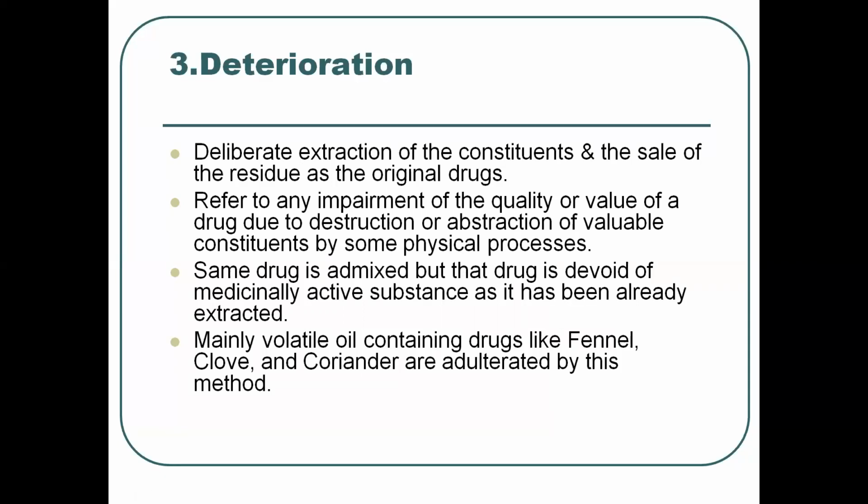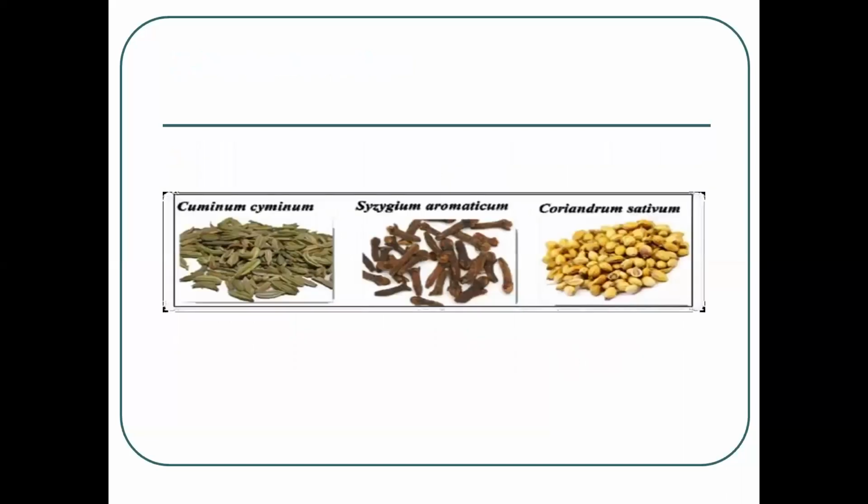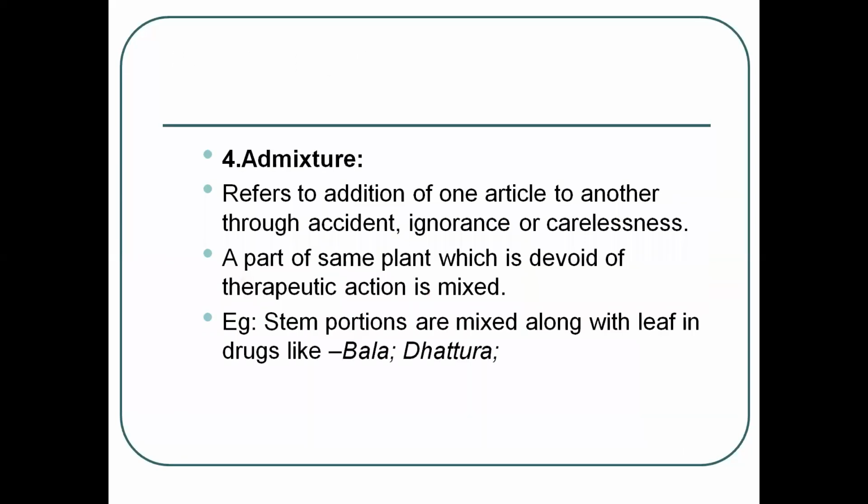Example: which drugs are most commonly related with this stage, that is deterioration? Here come the volatile oil containing drugs like fennel, anise, clove, long and coriander. These are adulterated by this method. This is cumin, cinnamon, that is jeera, clove, Syzygium, Coriandrum sativum, dhaniya. These are all volatile oil containing drugs, and when the volatile oil is extracted from them, they become lighter in shade and are sold like that.